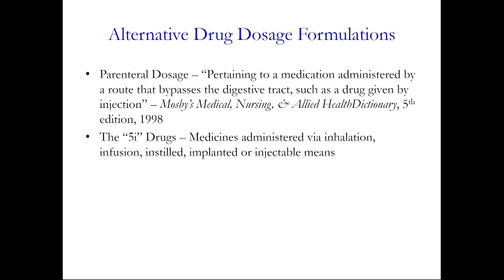I want to spend a minute on alternative dosage formulations. The usual doses that we take are oral capsules or tablets, and those are called non-parenteral. What are parenteral dosages? Those are dosages that are administered by a route that bypasses the digestive tract, such as a drug given by injection. Among the parenteral drugs are the so-called 5I drugs, medicines administered via inhalation, infusion, instilled, implanted, or injectable means.